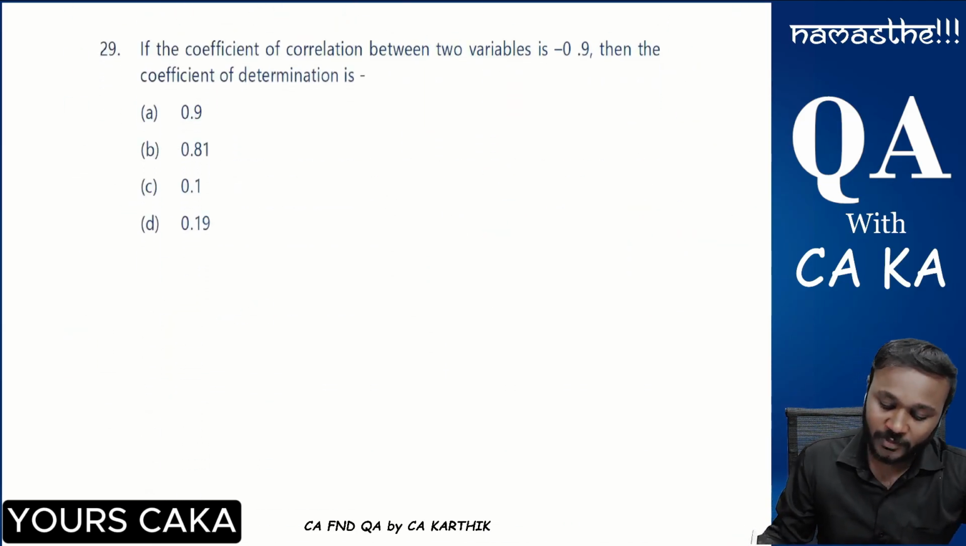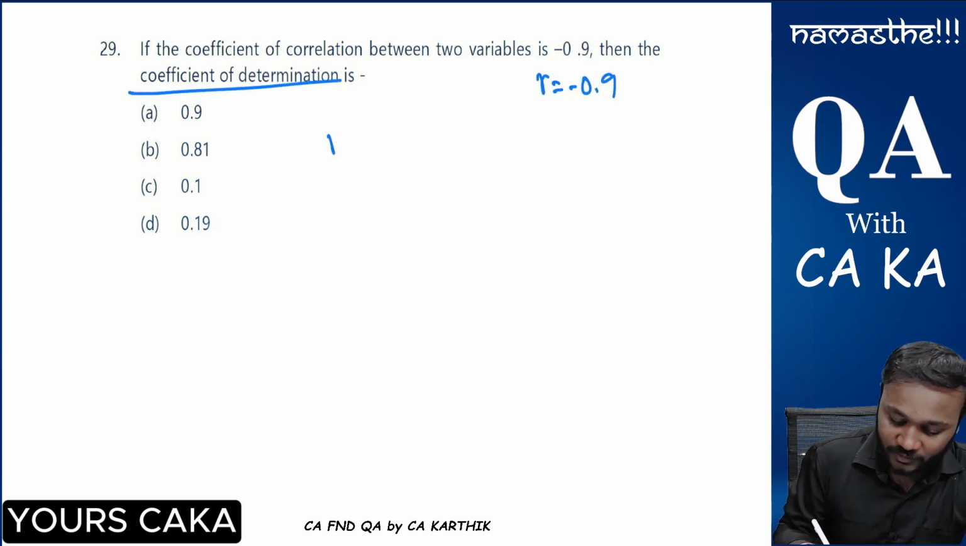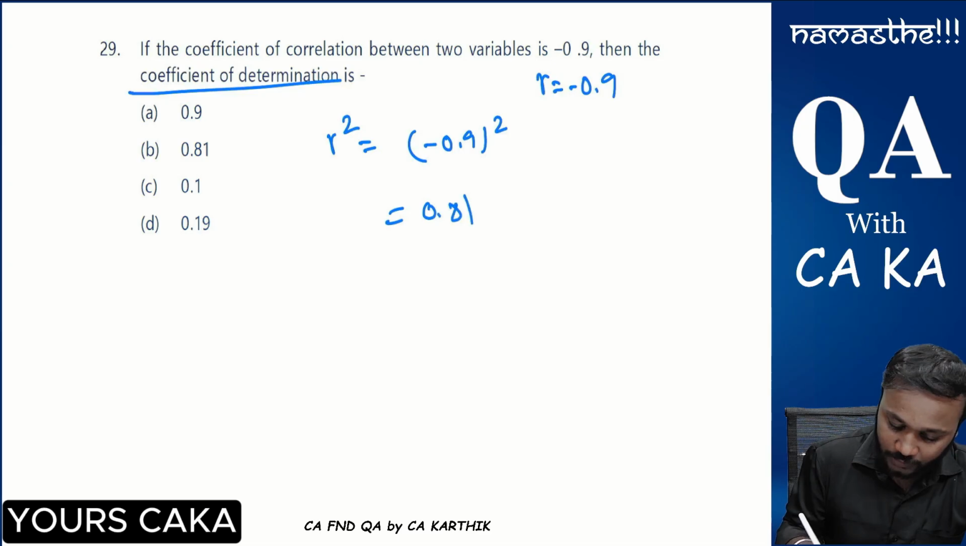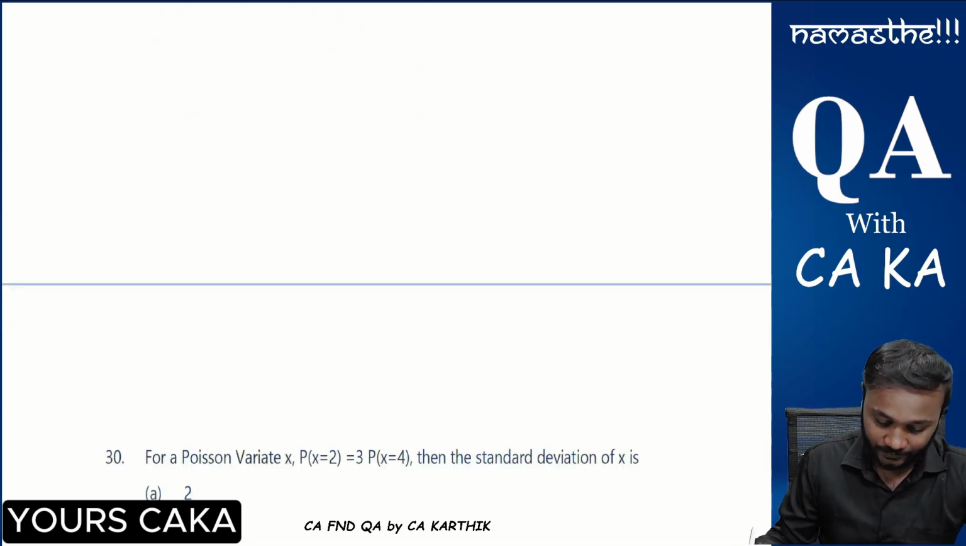If the coefficient of correlation between two variables is 0.9 in negative terms, so r is equal to minus 0.9, then the coefficient of determination is nothing but r square. So minus 0.9 whole square is nothing but 0.81. Option B is your right answer.